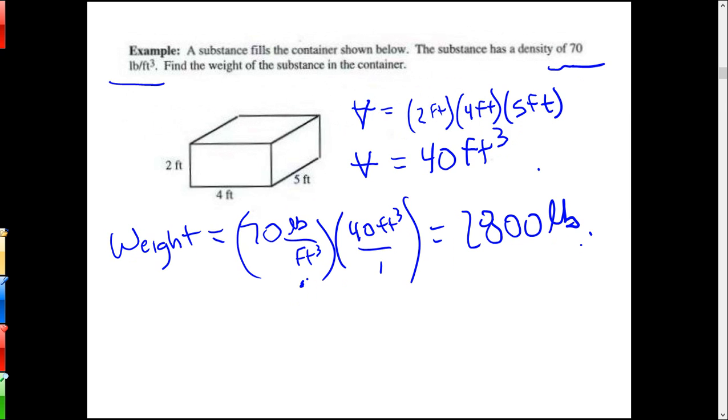All right. So a little bit there on density. Weight over volume. You can also find weight by taking density times volume. You can do it either way, depending on what you want. Okay. All right. Do you have any questions on any of that?